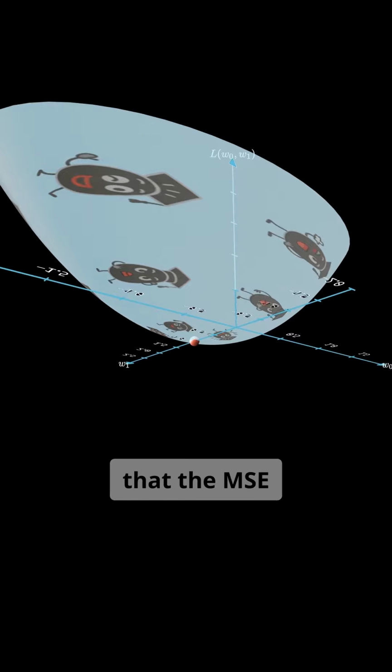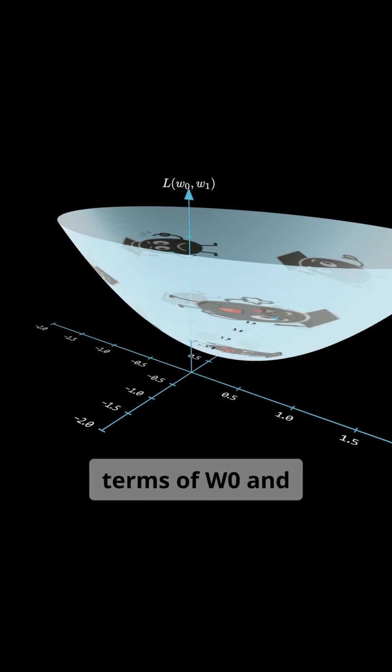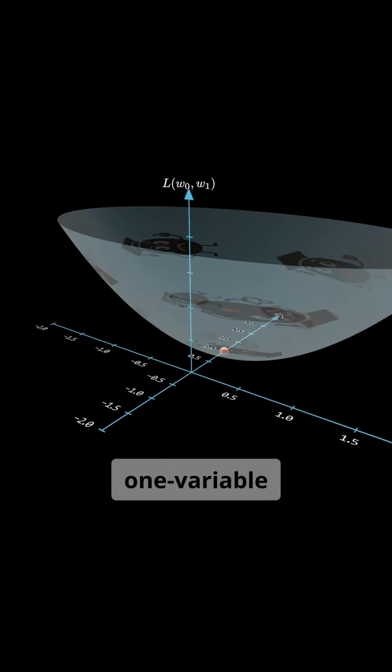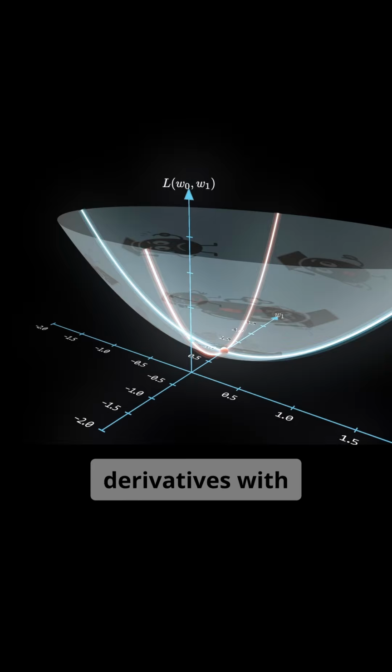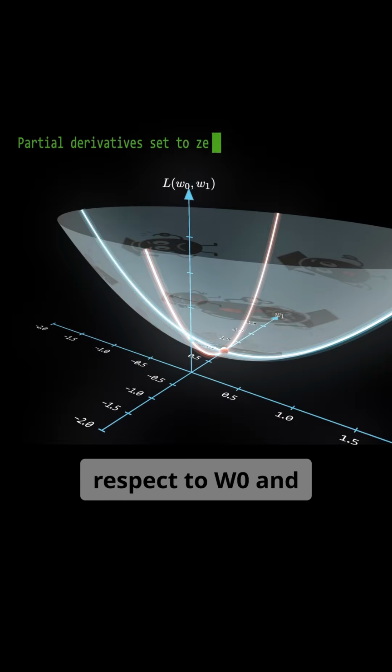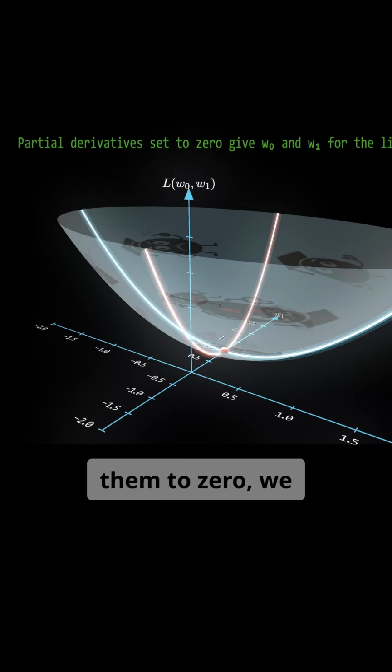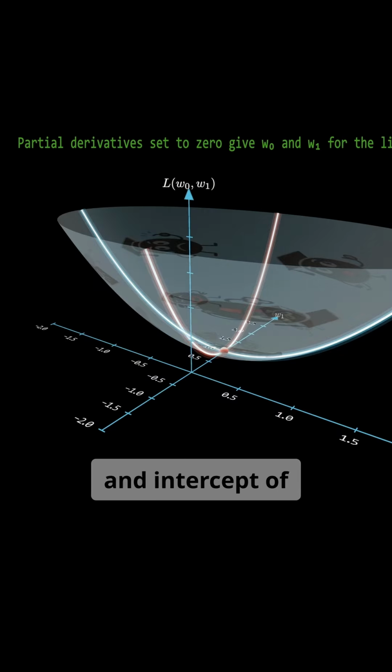We can also see that the MSE function, expressed in terms of W0 and W1, is convex, just like a simple one-variable quadratic function. What does this mean? By taking partial derivatives with respect to W0 and W1 and setting them to 0, we find the slope and intercept of the line that minimizes the MSE.